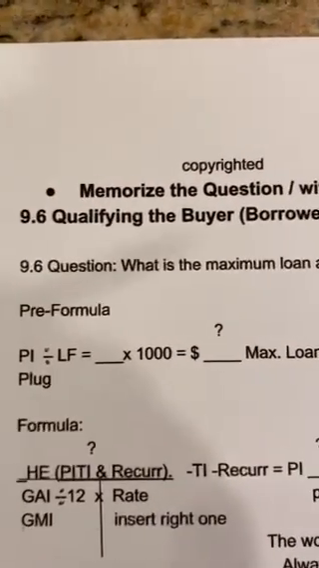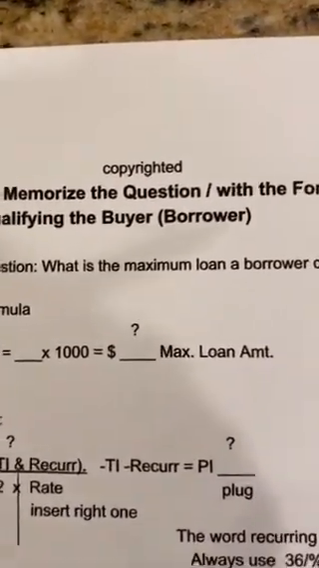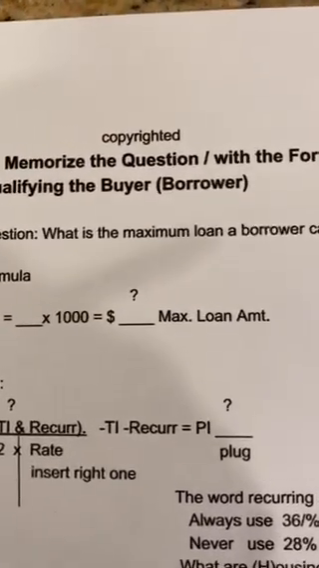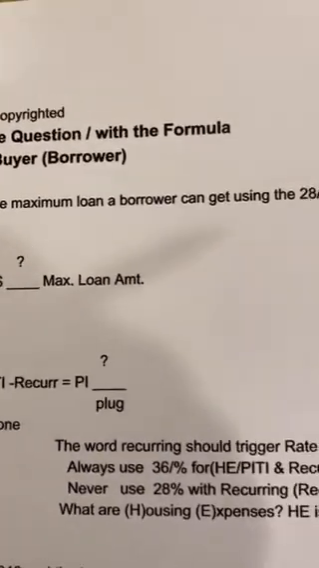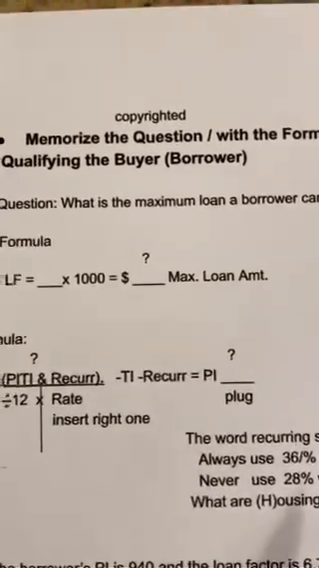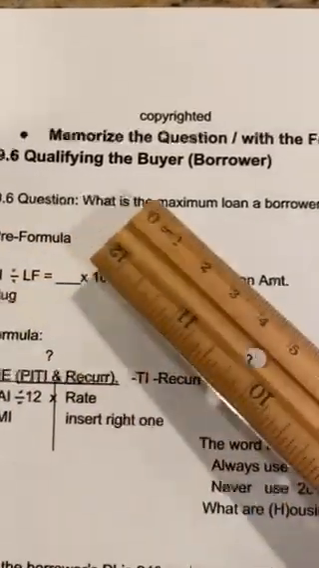Fay Rogers Taylor. On 9.6, qualifying the borrower, you have the question. Memorize the question: What is the maximum loan a borrower can get using the 28/36 rule? And the key words are maximum loan. That's what you're looking for.